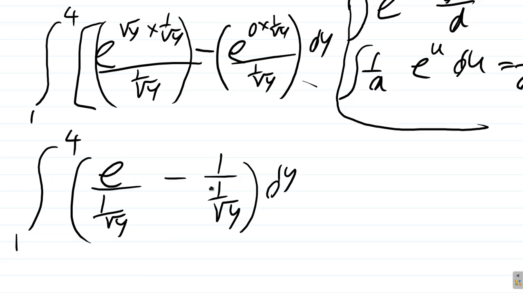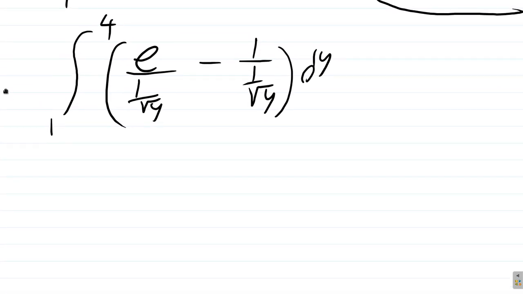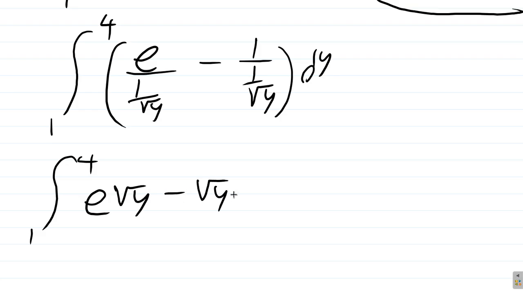Now, the thing is, you can rewrite this in a simpler manner. You can call this the integral from 1 to 4 of e square root of y minus square root of y. Fractions, right? You have to remember your fractions to deal with this part of things.